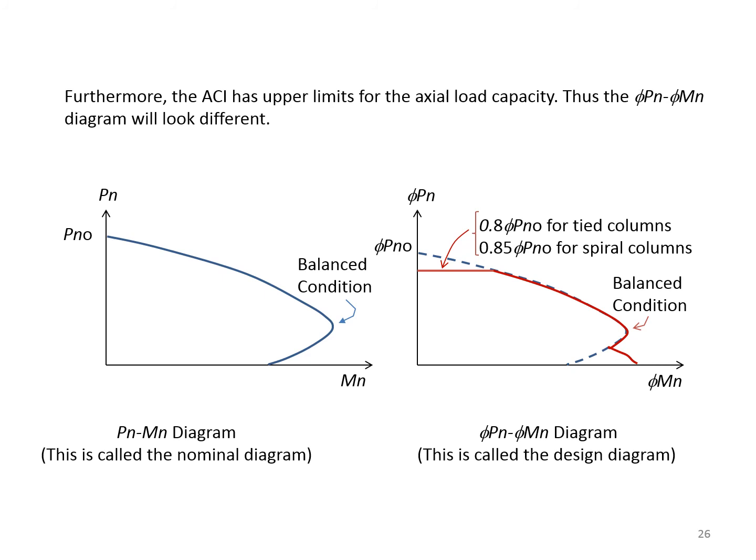Furthermore, the ACI has upper limits for the axial load capacity. Thus, the phi Pn, phi Mn diagram will look different. These are the upper values for the axial load capacity: 0.80 Pn0 for tied columns, 0.85 Pn0 for a spiral column. The graph to the left is a Pn-Mn diagram, which is also called the nominal diagram. The one to the right is a phi Pn, phi Mn diagram, which is also called the design diagram. Notice that the lower portion of the diagram is a little bit distorted. This is because around those areas, phi is now increasing to almost 0.9.